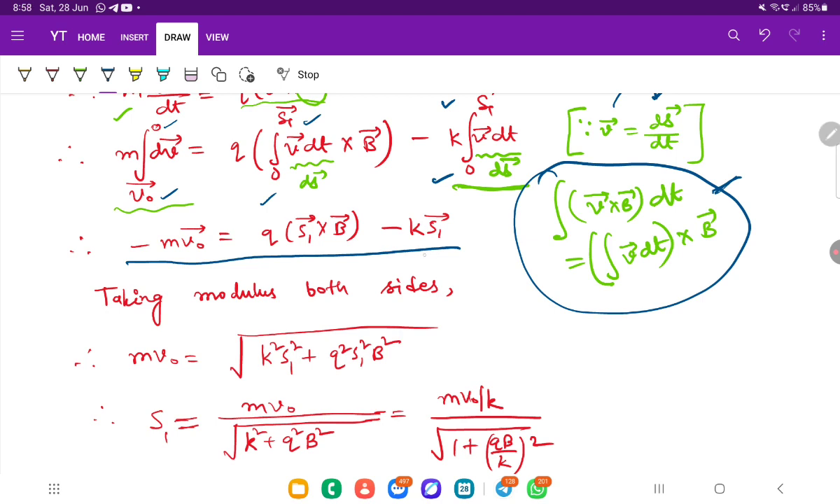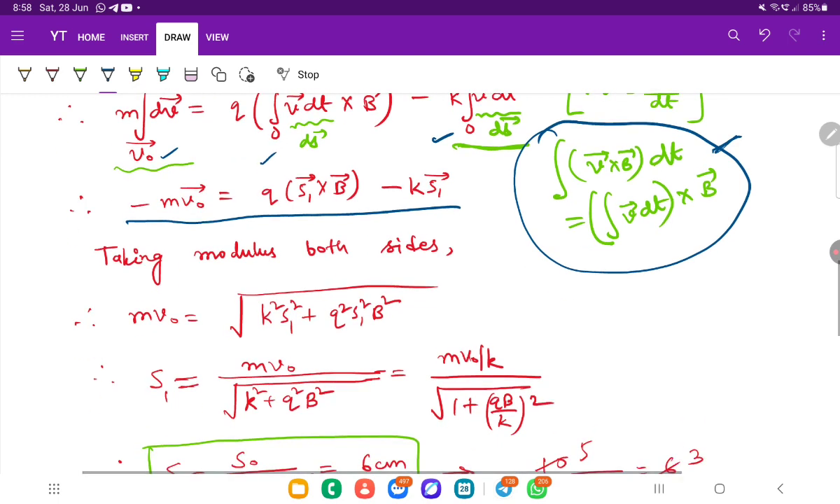So we are not interested in the vector equation, rather the scalar equation will be more helpful. So we'll take the modulus from both sides. Taking the modulus of the left side, we end up getting mv0, and the interesting part is the right-hand side: q times S1 cross B.